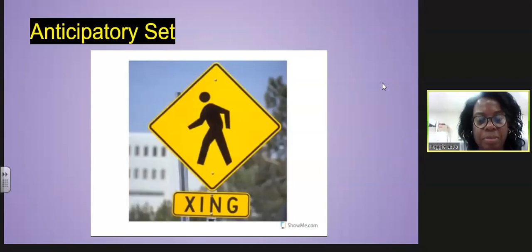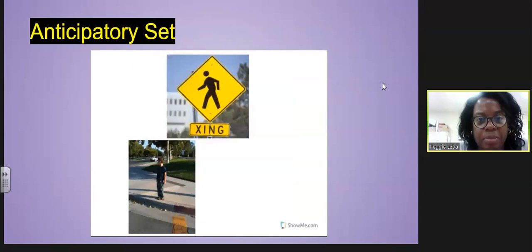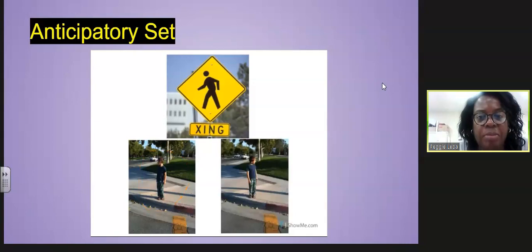Look at the sign. That sign says pedestrian crossing. Pedestrian crossing means it's okay to cross the street there. But before you cross the street, you have to stop and look to the right. And then look to the left.